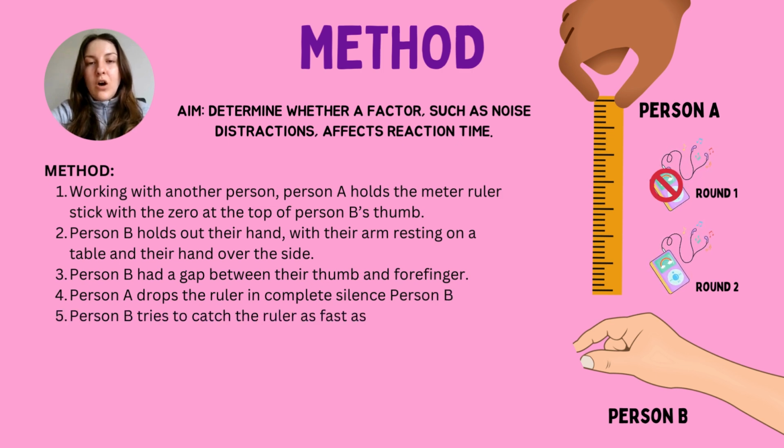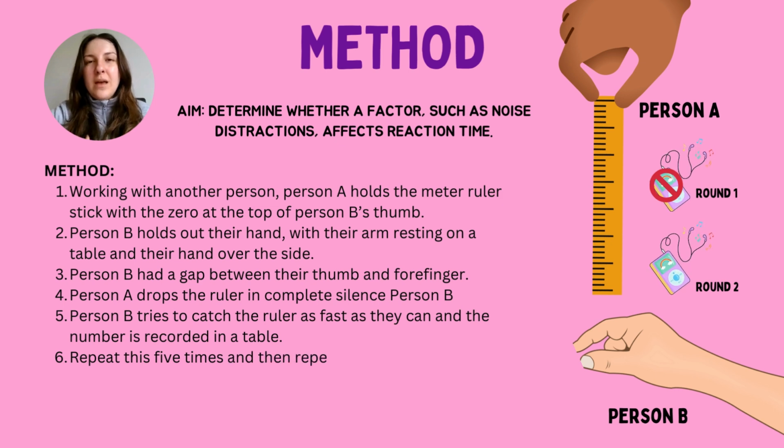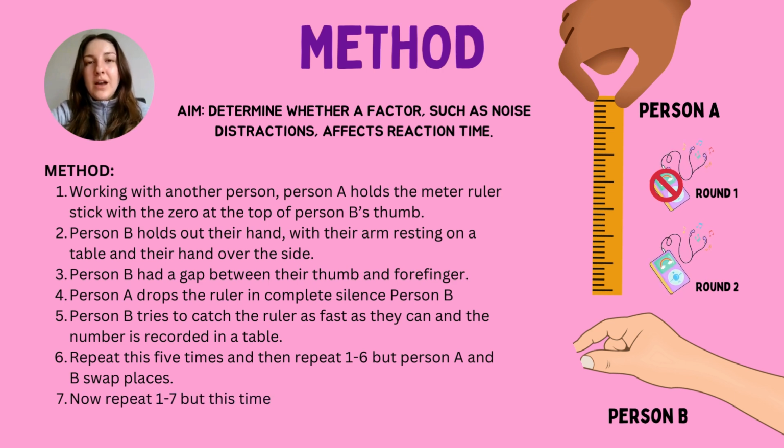Person B will hold out their hand with their arm resting on a table, and that's really important so that you can make sure that they aren't trying to get nearer or inch closer to the other person's hand. That often can happen. So make sure that the person who is trying to catch the ruler has their arm resting. That also means that it's at the same height each time.